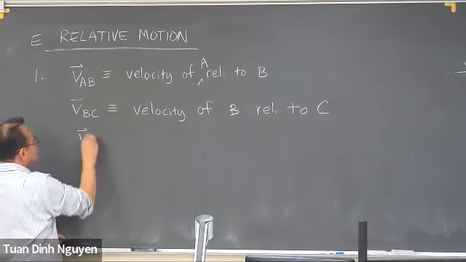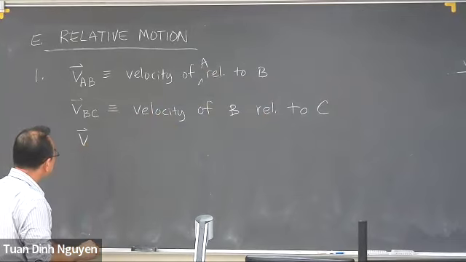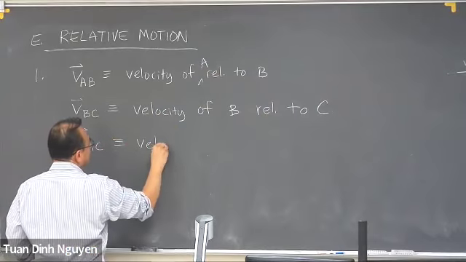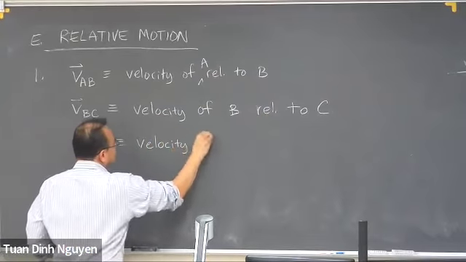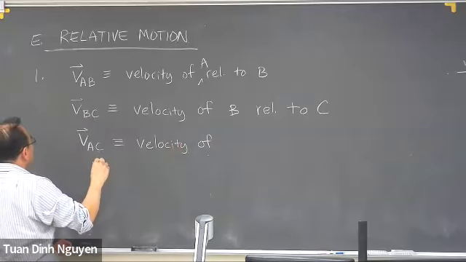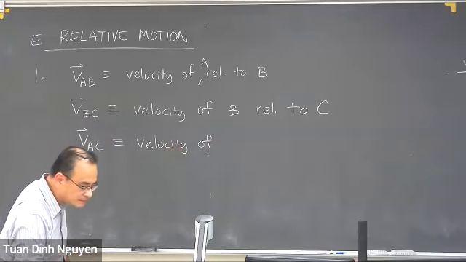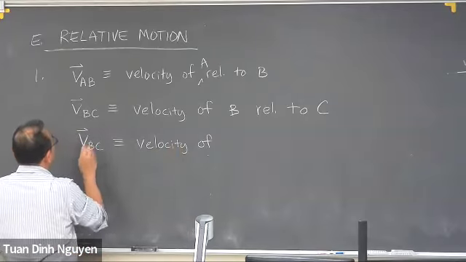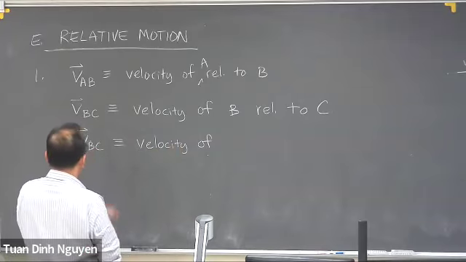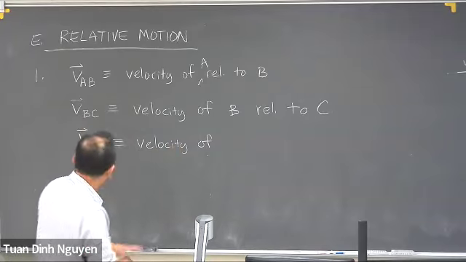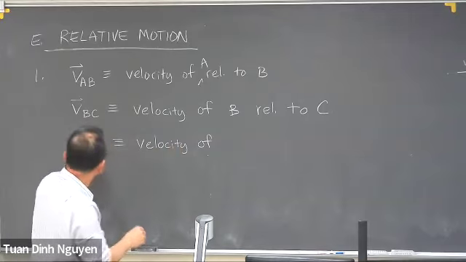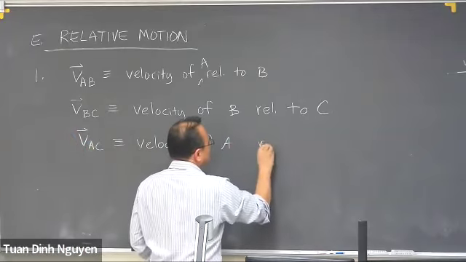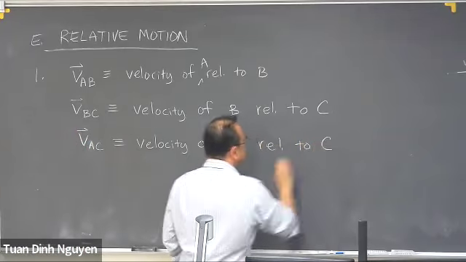And then lastly, the velocity of A relative to C, v_AC. That's the last one. Velocity of A relative to C, okay.